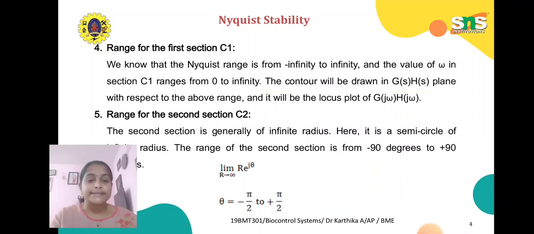Range for the second section C2. Here the second section is generally of infinite radius. Here it is a semicircle of infinite radius. The range of the second section is from -90 degrees to +90 degrees. See here, the limit R tends to infinity, R e power j theta. R is your real part, j theta is your imaginary part. Here theta varies from -π/2 to +π/2, from -90 degrees to +90 degrees.